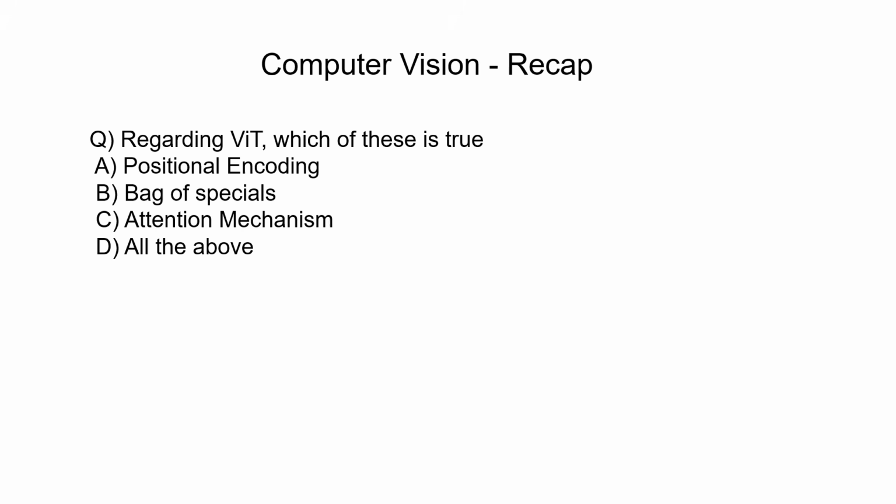This slide is interesting. A quick recap. Regarding ViT, that is vision transformers, which of this is true? Positional encoding, bag of specials, attention mechanism, all the above. Bag of specials is used in YOLO. So positional encoding and attention mechanism are true about ViT. So answer is A and C.